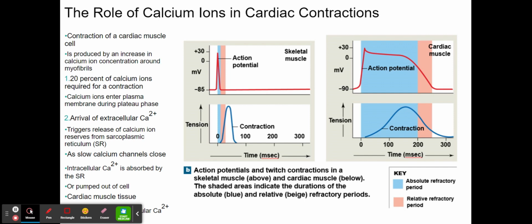In a skeletal muscle fiber, the action potential is relatively brief and ends as the resulting twitch contraction begins. The twitch contraction is short and ends as the sarcoplasmic reticulum reclaims the calcium it released. In cardiac muscle cells, as we have seen, the action potential is prolonged and calcium ions continue to enter the cell through the plateau. As a result, the muscle cell actively contracts until the plateau ends. As the slow calcium channels close, the intracellular calcium ions are absorbed by the sarcoplasmic reticulum or are pumped out of the cell, and the muscle cell relaxes.